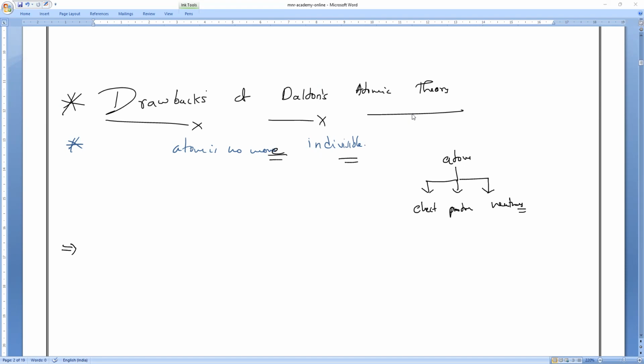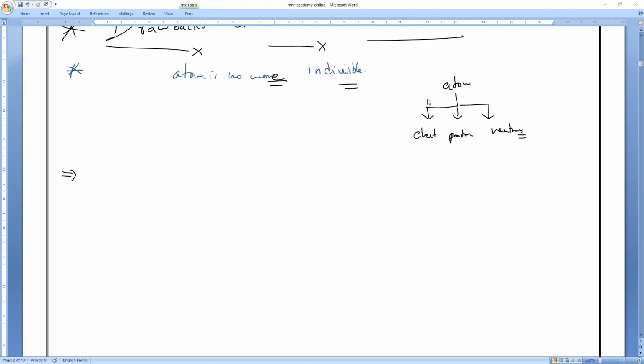He didn't know what is exactly inside the atom. Later only we found it. Atom contains subatomic particles. What are the subatomic particles? Electrons, protons, and neutrons. That is why it is wrong or not? Everybody, wrong.